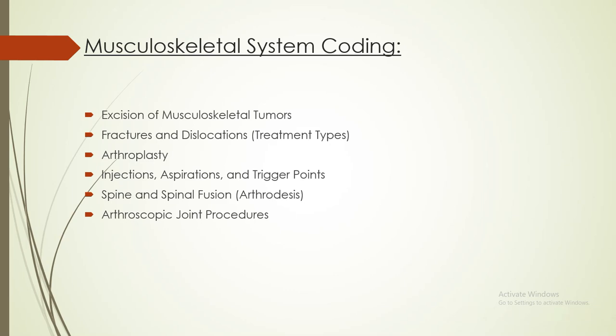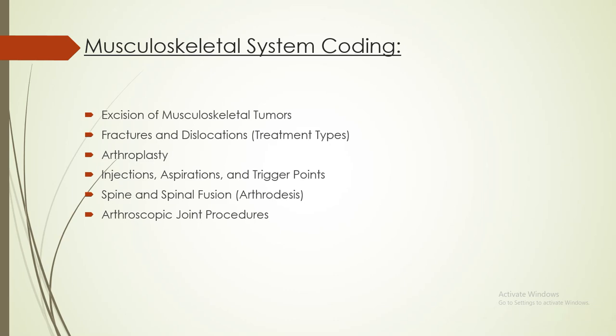Next, spine and spinal fusion, which is a very tough and complicated topic in the musculoskeletal system, but in our training you will learn it in a very easy way. Here I will teach you what spinal fusion is, what the approaches are, how to code bone graft, how to code instrumentation, and how to code cages. All of those come under spine and spinal fusion.